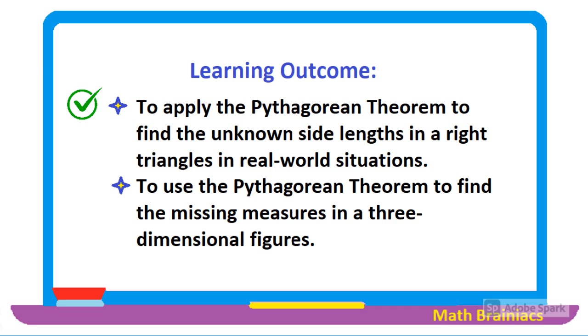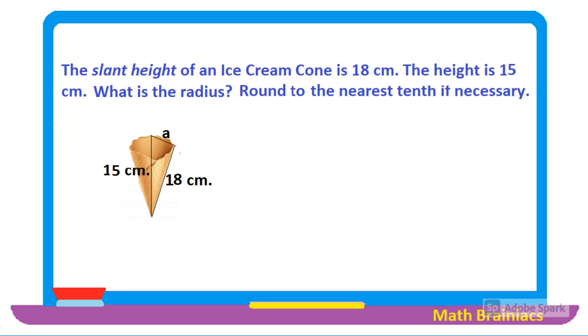Consequently, we have learned already how to apply the Pythagorean theorem to find unknown side lengths in a right triangle in the real-world situation. Let us now study how to use the Pythagorean theorem to find the missing measures in the three-dimensional figures. Let us work on this example so that you will be guided. The slant height of an ice cream cone is 18 centimeters, the height is 15 centimeters. What is the radius? Round to the nearest tenth if necessary.